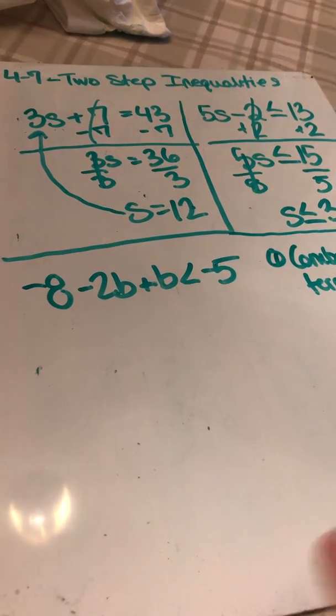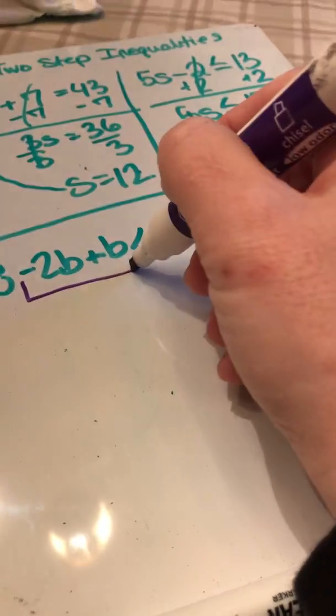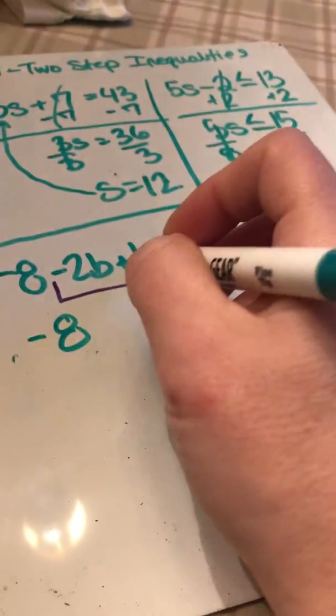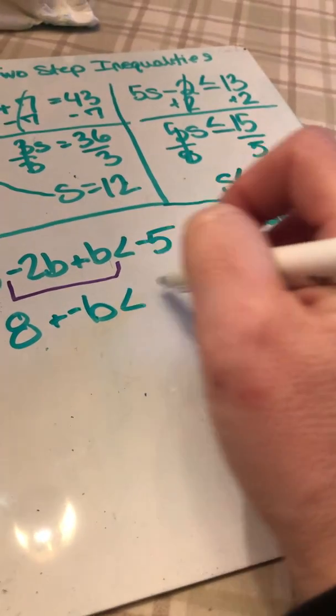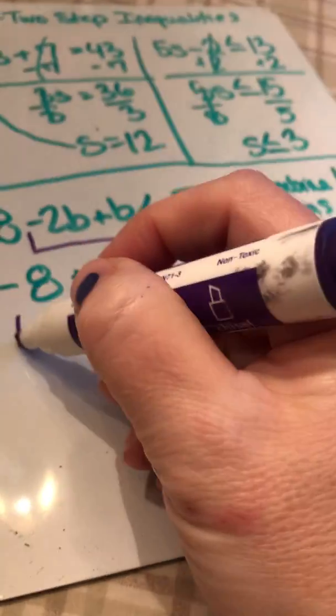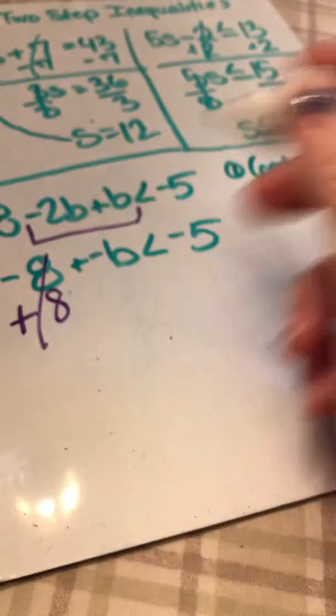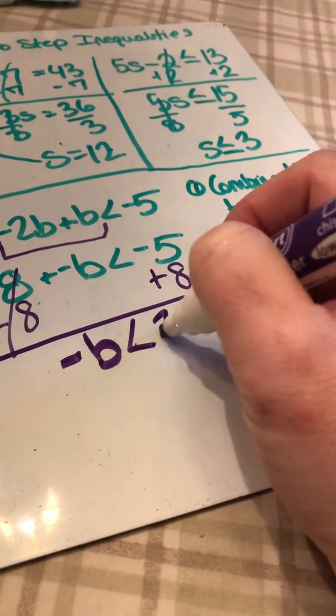I'm going to go over here to my problem, and we can see that we can combine like terms because we have negative 2b plus b right here. So we're going to combine them. We've got negative 8. Well, 1 plus negative 2 would be plus negative b is less than negative 5. So from here, we need to get rid of the numbers that are by themselves. So we're going to add 8 to each side. So at this point, we've got negative b is less than or equal to 3.